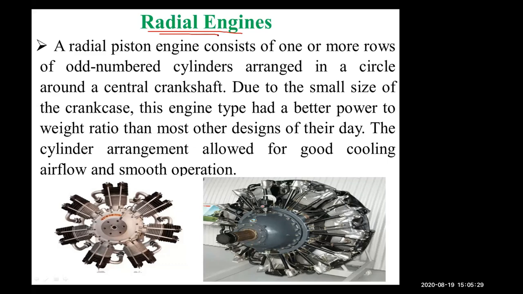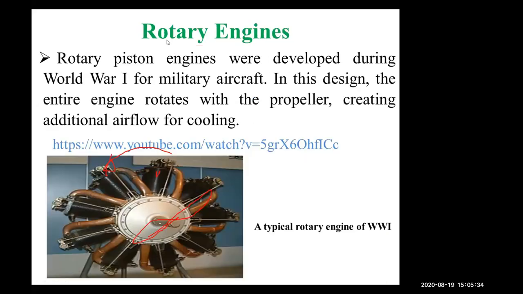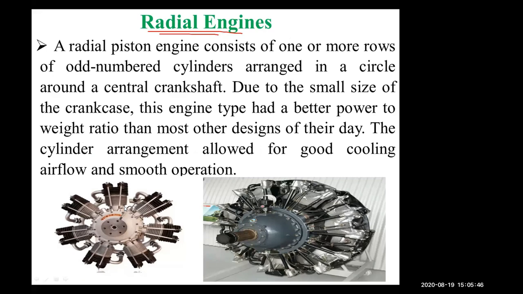You should not confuse it with the rotary type of engine. In the rotary type, the whole unit, including the pistons, will rotate. Whereas in the radial type, only the pistons move about the shaft. So this is the difference.